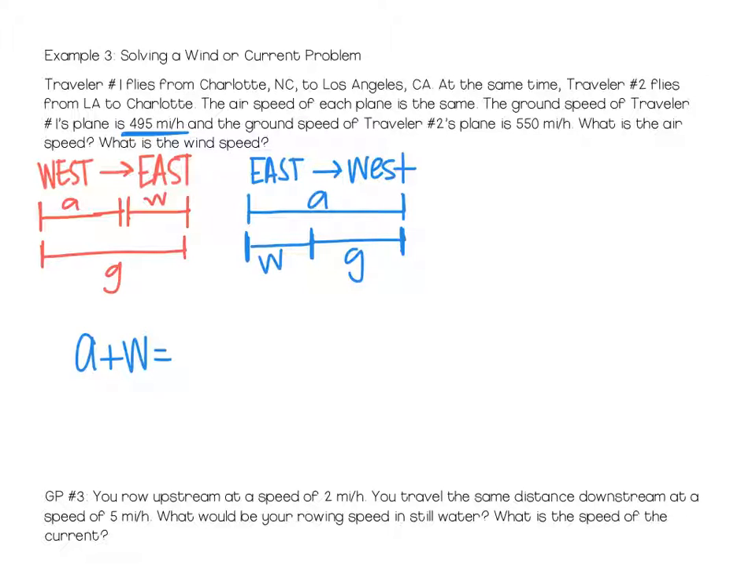Wait, Traveler 1 flies from Charlotte to Los Angeles, and Traveler 2 flies from LA to Charlotte. So we're Traveler 2. So that's going to give us 550. Okay. Then for Traveler 1, we're going to take our airspeed, which is the same, minus our wind speed, which is the same, and that's going to make up our 495 miles.